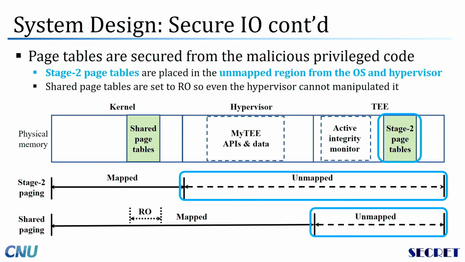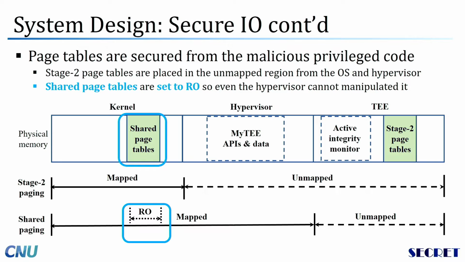For the temporal privilege escalation, the shared and the stage 2 page tables are used. To protect the stage 2 page table, we place them in the region that is not mapped by both the shared page table and the stage 2 page table. The shared page table is set to read-only, so only the active integrity monitor can update it. Because the hypervisor also uses the same page table for its own address translation, the read-only permission is enforced during the hypervisor mode execution as well.